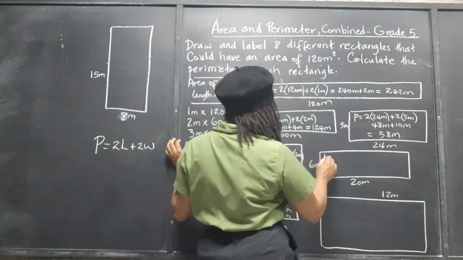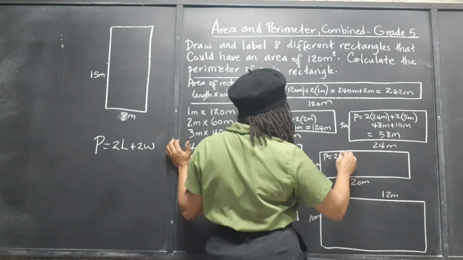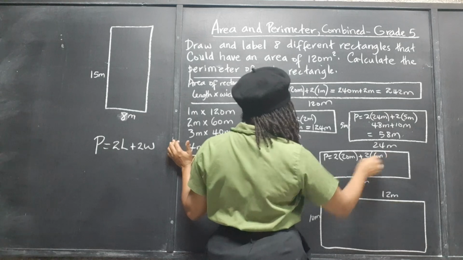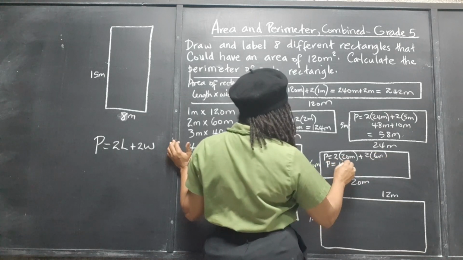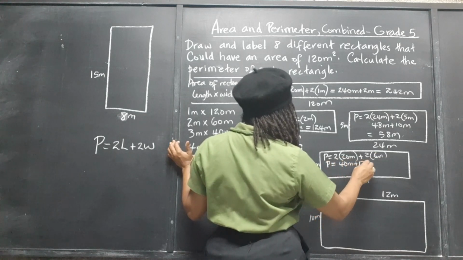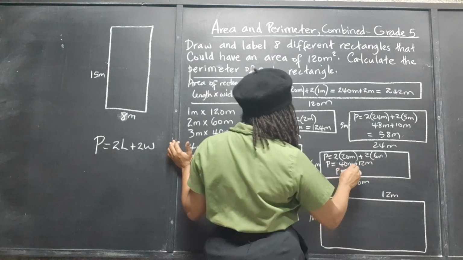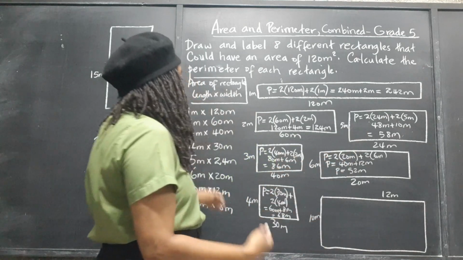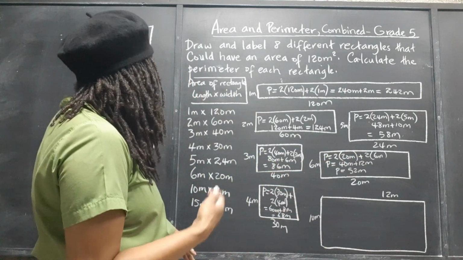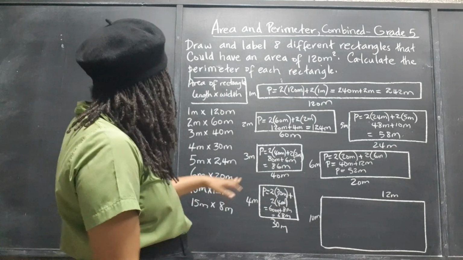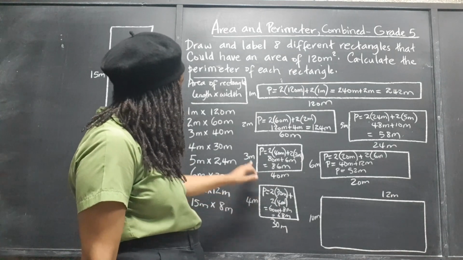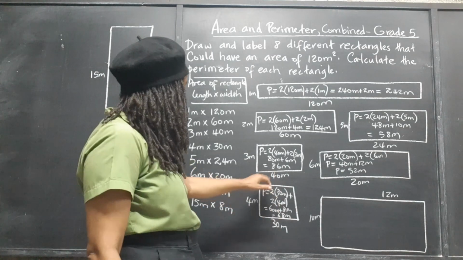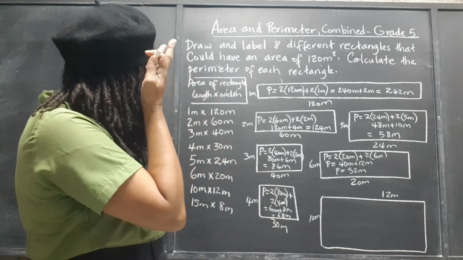Alright, how about this one? Perimeter, 2 times the length plus 2 times the width. So that's 2 times 20 is 40, 2 times 6 is 12. So the perimeter here is 52 meters, close to this one. So the 5 by 24 is pretty close to the 6 by 20. These two are also close, the 3 by 40 and the 4 by 30. Their perimeter is close enough.